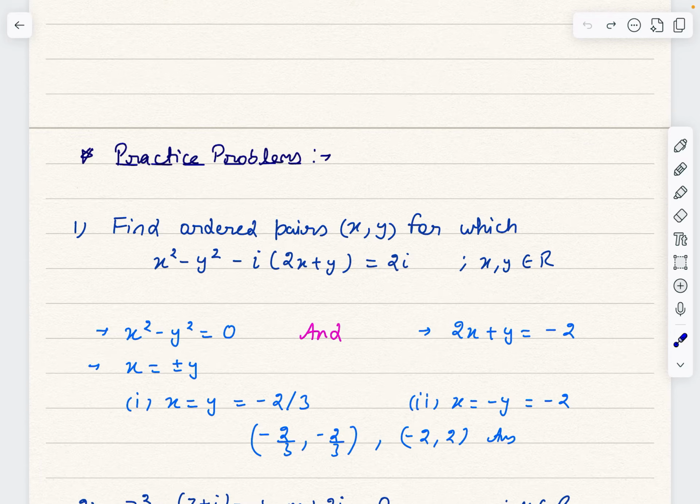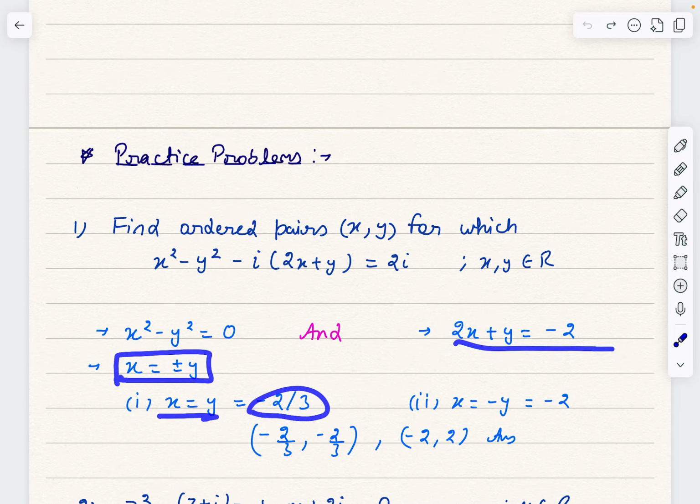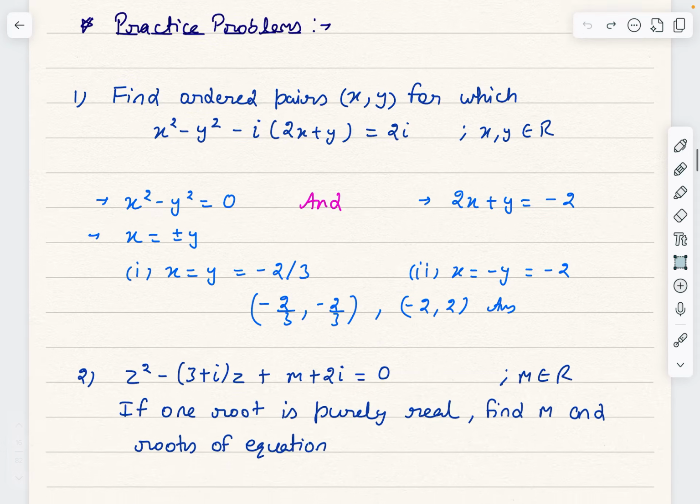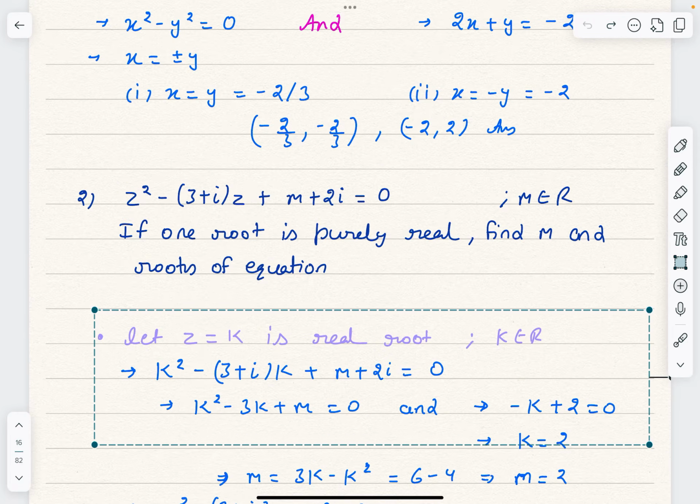Then you can just solve the equation. So x will be plus or minus y. If you take x equal to plus y, you get both minus 2 by 3 from here. And if you put x as minus y, it'll come out to be minus 2. So these two are the solutions. Okay, easy problem. Next one, guys.